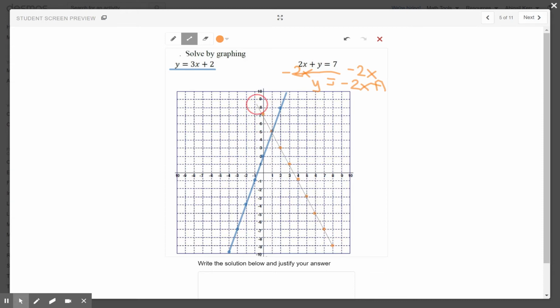Now, even though we've already found the intersection, there it is. We want to write a sentence. It's going to be one solution because they intersect at 1, 5, which is the ordered pair.